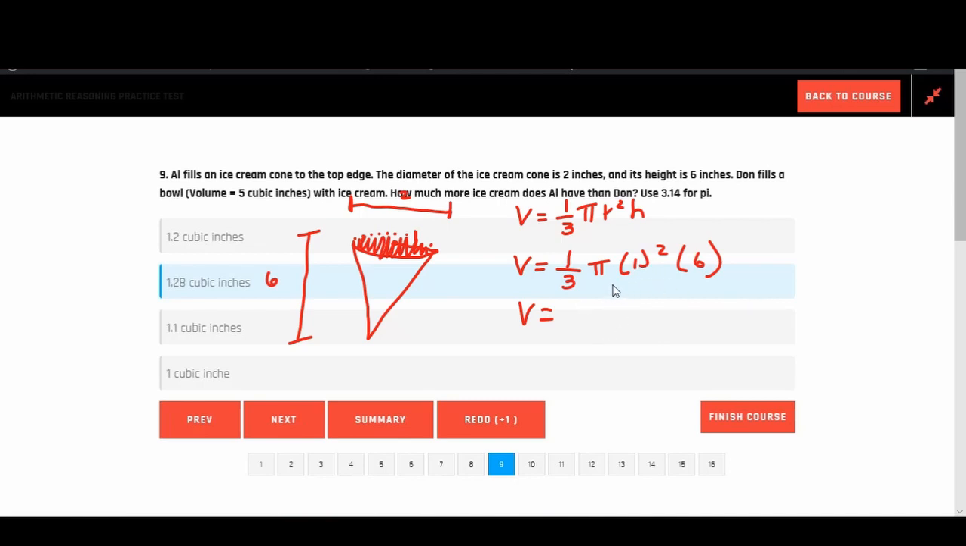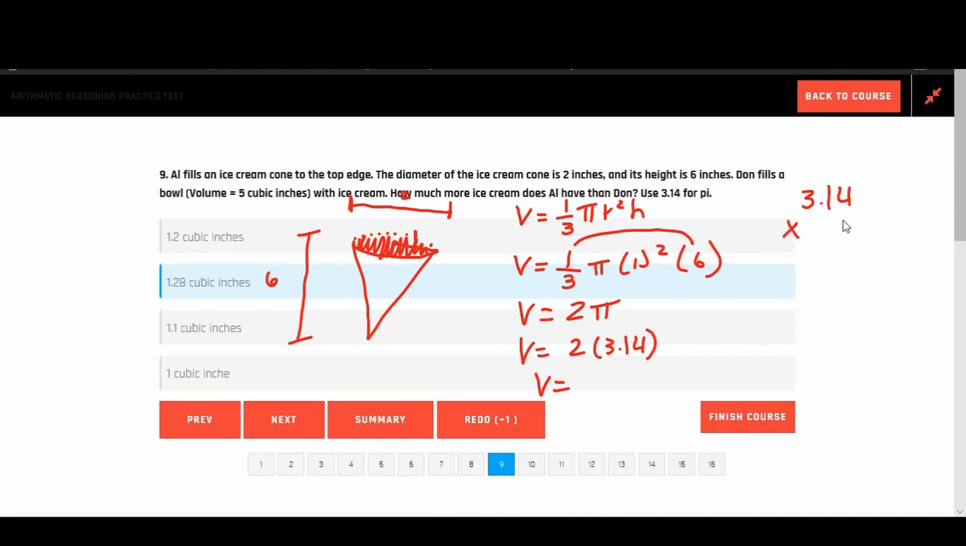Alright, so I like to simplify this before I begin. I'm going to take this 1/3 and multiply it by 6. 1/3 times 6 is just going to be 2. 1 squared is just 1. 1 times anything is just itself. So this all reduces to just 2 pi. Okay? And we're told to use 3.14 for pi. So let's go ahead and work that off to the side.